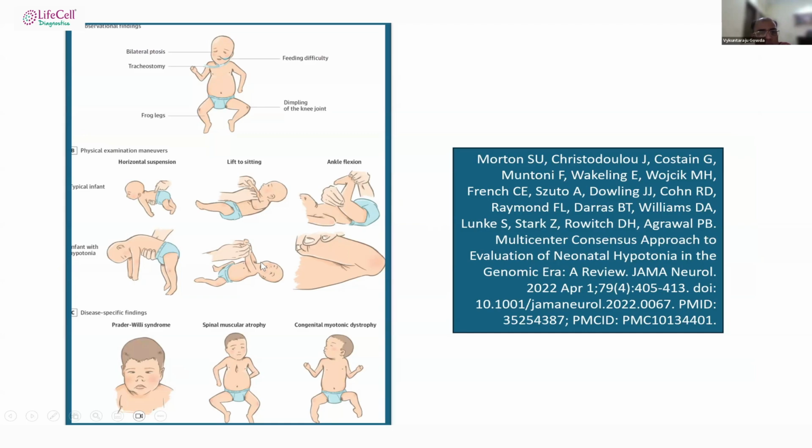Myotonic dystrophy is one, and I also told you that in spinal muscular atrophy, fasciculation is an important clue. Prader-Willi, as I told, can present initially as a floppy newborn baby. Later on they can develop excessive weight gain and other things.